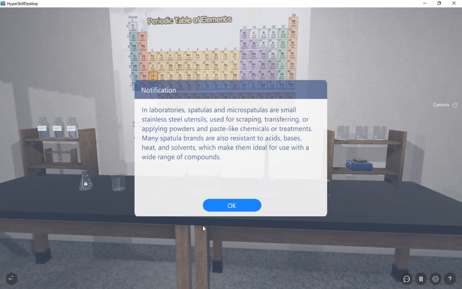In laboratories, spatulas and microspatulas are small stainless steel utensils, used for scraping, transferring, or applying powders and paste-like chemicals or treatments. Many spatula brands are also resistant to acids, bases, heat, and solvents, which make them ideal for use with a wide range of compounds.